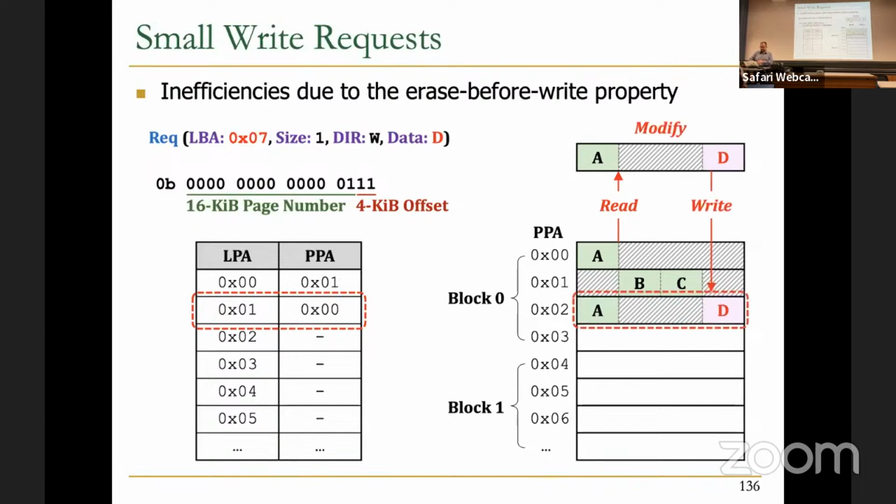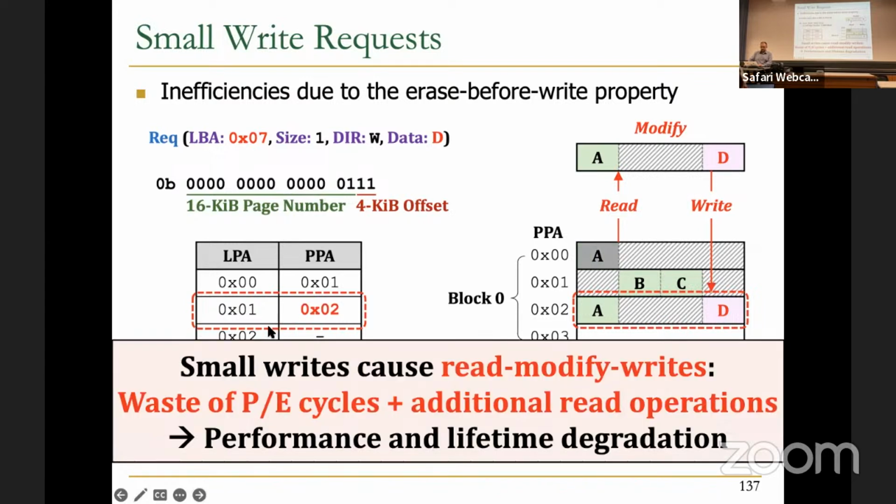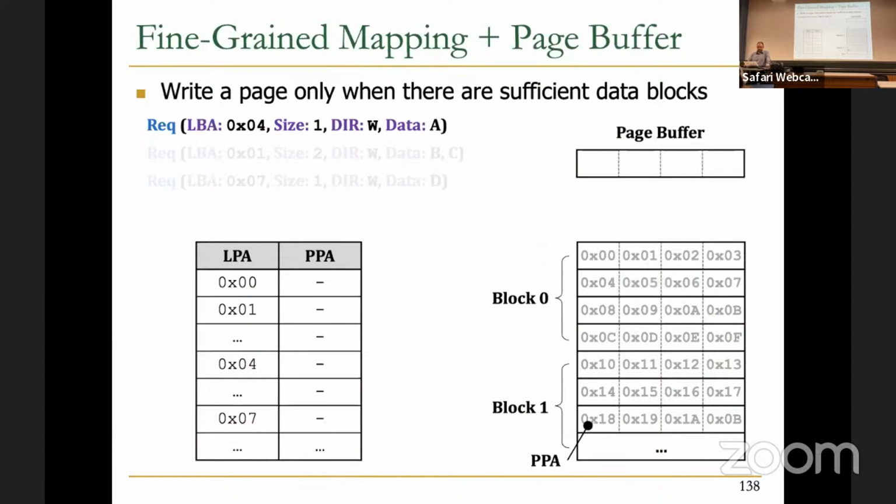Yeah, I wanted to say this essentially. You read A and you also modify the part D and then you write it to another physical page address. And you also need to update this mapping table. So essentially, small writes cause read modify writes. You need to read and modify and then write it, which wastes P/E cycles plus additional read operations, which can cause performance and lifetime degradation. So the way that we handle it, we are using fine-grained mapping plus page buffer.